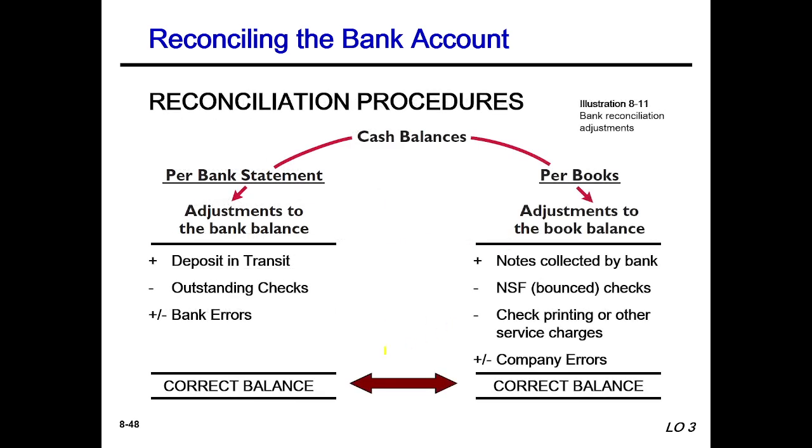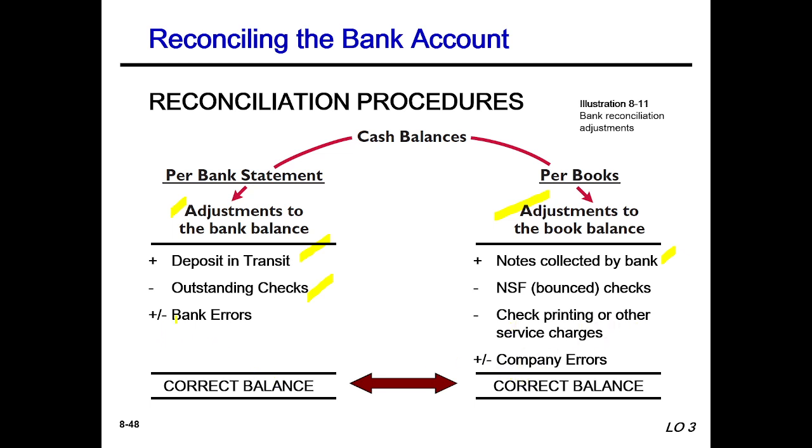This is the bank account reconciliation procedures: cash balance per bank statement, per book, adjustment to the bank balance, adjustment to the book balance. Here, deposit in transit will be added and outstanding checks will be subtracted. Not collected by the bank will be added, NSF or bounced check will be subtracted. A check printing charge and other services will be subtracted.